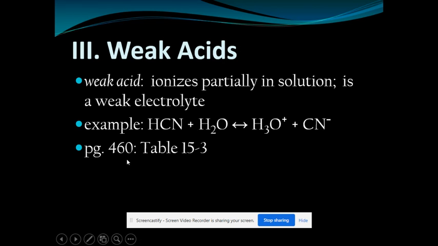But on page 460 in your book, there is a table that has a list of strong and weak acids so that you can see. I think there's only 6 or 7. I can't remember off the top of my head. But there's only 6 or 7 strong acids. Everything else is weak. And they have a list of that in your book.